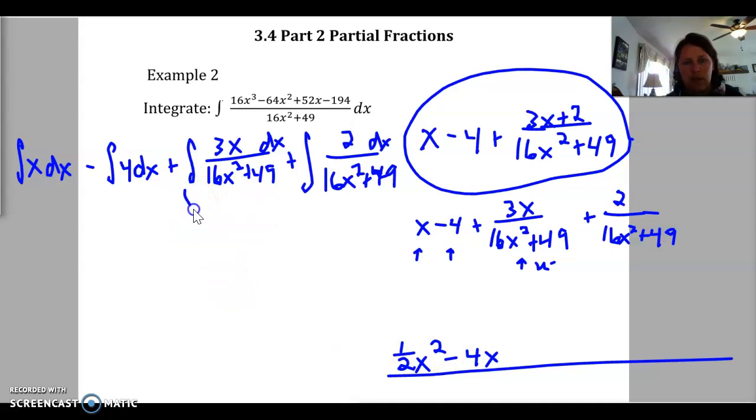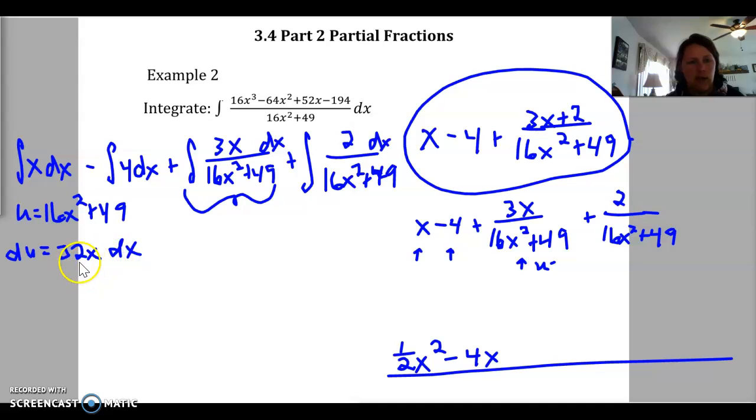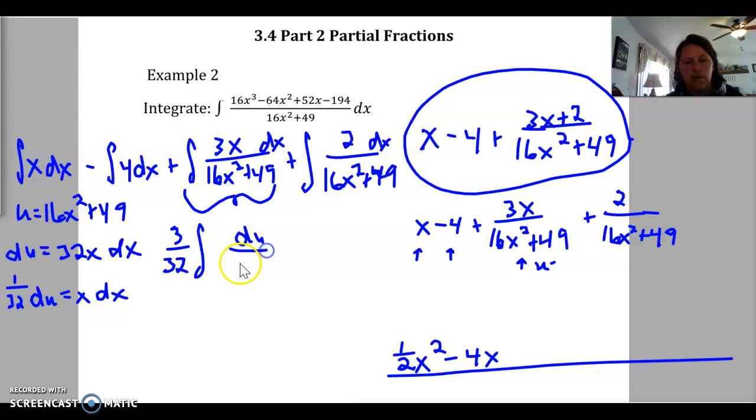My third term, now this is the one that we're going to have to do u substitution. So let's say that u equals 16x squared plus 49, and then du equals 32x dx. Okay, I don't have anywhere for that 32 to go, so I'm going to go out front. 1 over 32 du is what we're going to substitute for x dx. So that leaves my 3 out in front also. So I'll have a 3 over 32 out in front times the integral of du over u.